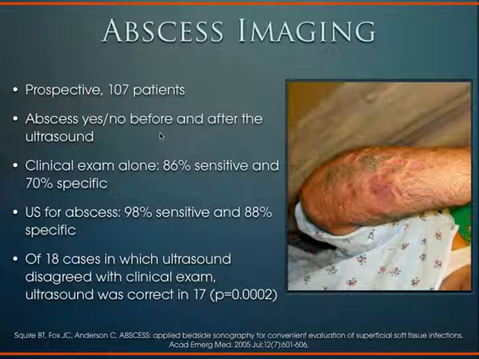Because there's a big difference here, because if the patient has an abscess and you don't perform a surgical incision and drainage, then the abscess will not go away. It'll get worse. So abscesses have to be drained surgically, whereas cellulitis can just be treated with antibiotics without any procedure. So it turns out that just using the clinical exam alone, the physicians were 86% sensitive and 70% specific, but when they used the ultrasound machine, they were much better at distinguishing abscesses from cellulitis. In fact, there was 18 cases in which the ultrasound disagreed with the clinical exam, but the ultrasound was right in 17 of the 18 cases for a significant p-value.